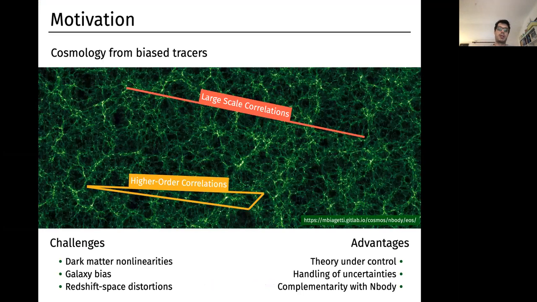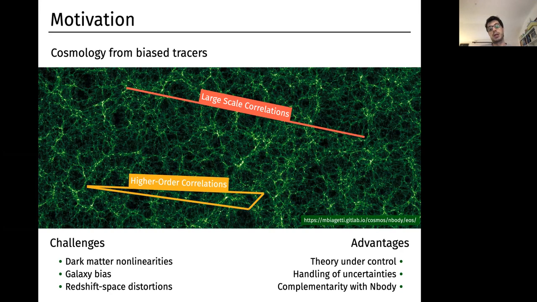A conventional way of extracting cosmology from biased tracers, so in general tracers of the dark matter field, and in this talk I will have in mind galaxy catalogs in particular, is computing large-scale correlations, right? So we compute galaxy pairs, and also the three-point function, which in the last few years has been used in galaxy survey analysis. So we compute large-scale correlations to extract cosmological information, and we do this for a simple reason.